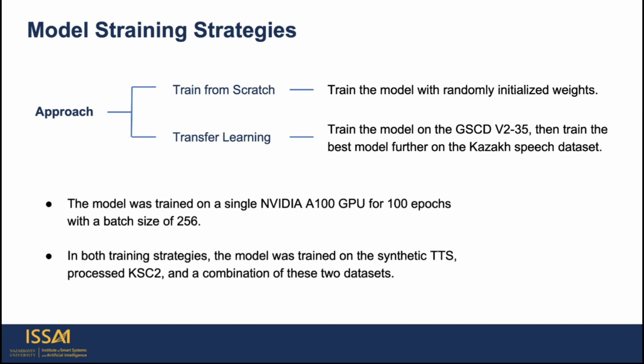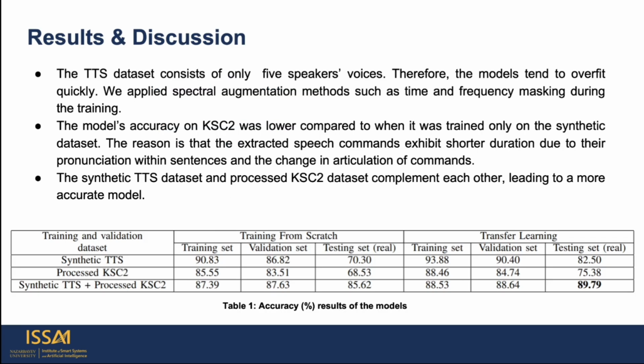In both training strategies, the model was trained on the synthetic TTS and the processed Kazakh Speech Corpus 2, and on a combination of these two datasets. In all cases, the model was tested on the collected real-world dataset. The model was trained on the NVIDIA A100 GPU for 100 epochs with a batch size of 256. The augmentation rates were tuned for each training strategy. Now let's discuss the outcomes.